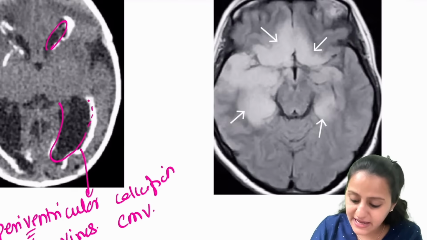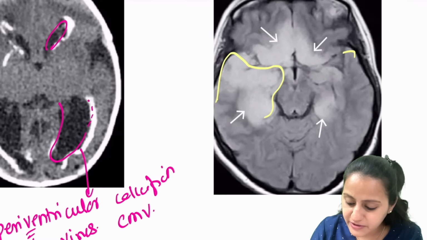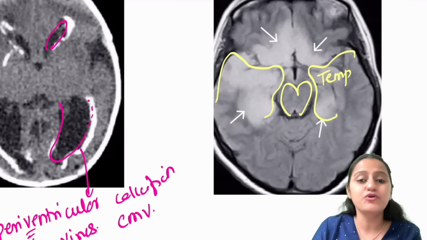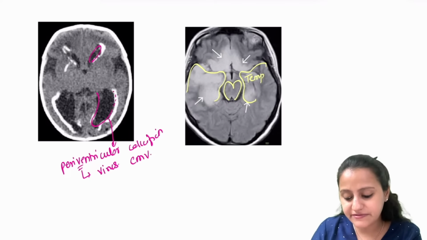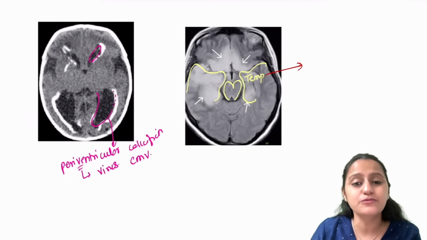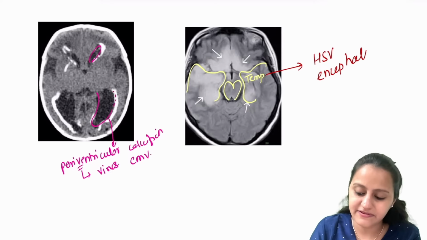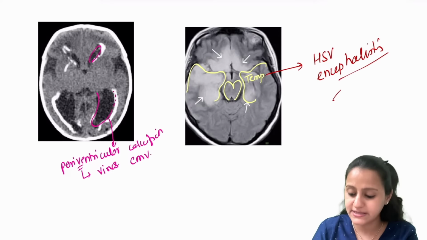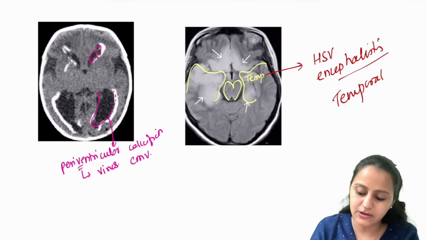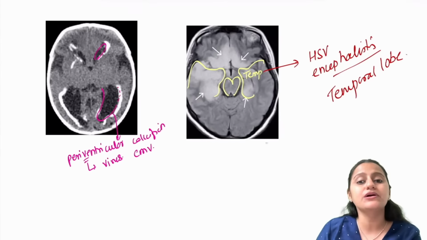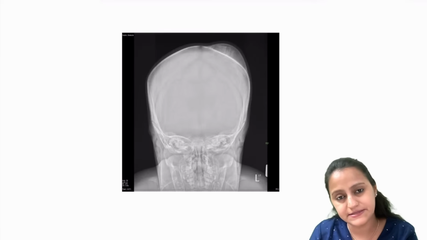What encephalitis affects this lobe of the brain? What is this lobe of the brain, surrounding the midbrain? Which lobe is this? Temporal lobe. So which encephalitis affects the temporal lobe commonly? Remember, it is HSV encephalitis. Herpes simplex virus affects the temporal lobe. Very, very important. Temporal lobe is HSV encephalitis.